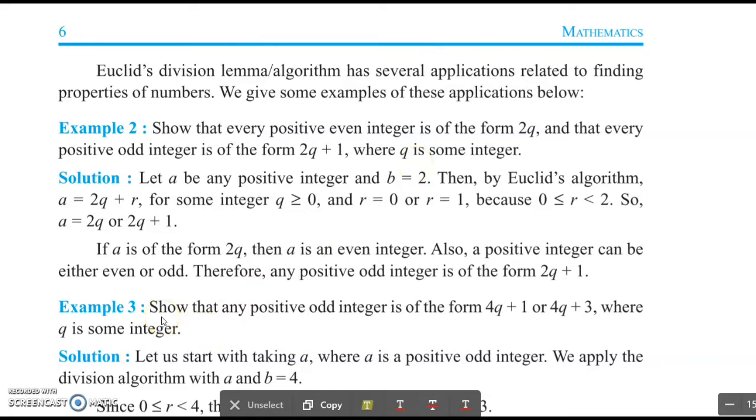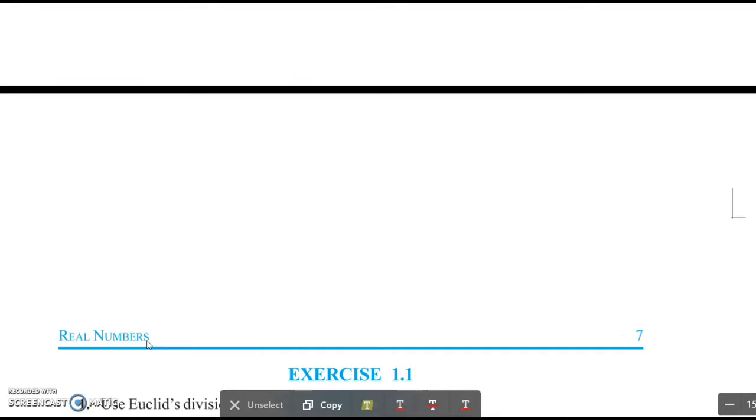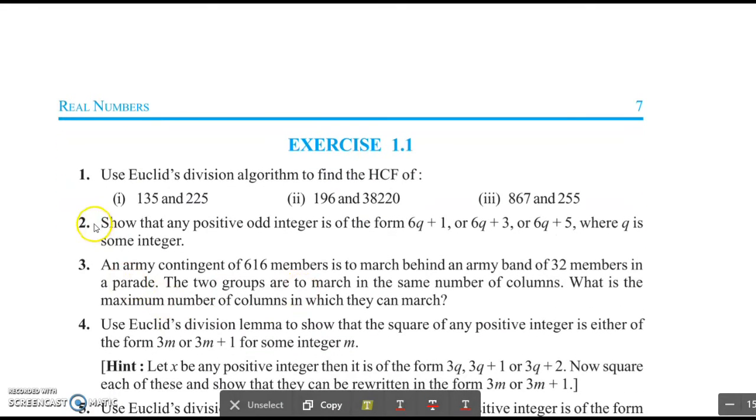Example 3 is also of the same type. Show that any positive odd integer is of the form 4q plus 1 or 4q plus 3, where q is some integer. And also the second sum from exercise 1.1: show that any positive odd integer is of the form 6q plus 1 or 6q plus 3 or 6q plus 5, where q is some integer. So let's try all these three sums.